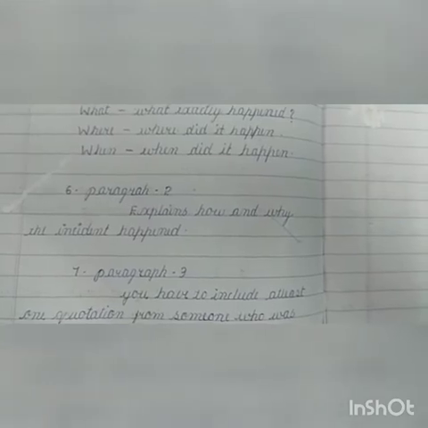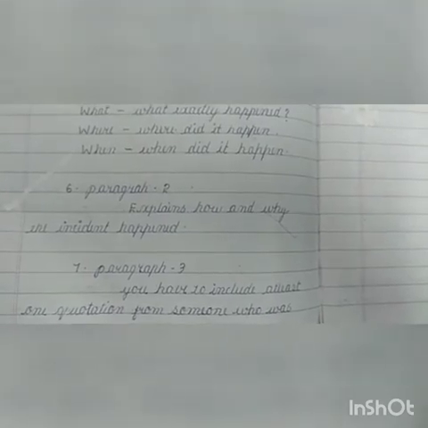Now the third lead paragraph. In this you have to include at least one quotation from someone who was part of the incident and who was interviewed for the report. So in this third paragraph you should include a statement from a witness, a participant of the event or incident you are reporting. It's always in quotes. You can write it in double quotes.